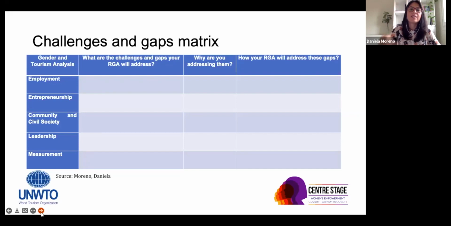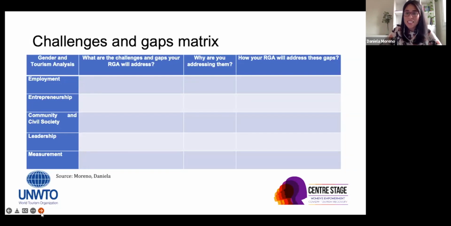So this is the challenges and gaps matrix. As you can see, in the vertical axis we have the main UNWTO pillars on gender and tourism. And in the horizontal axis, we have the 3 main questions that you have to answer. The first question is, what are the challenges and gaps your rapid gender assessment will address? Then you make the list based on the pillars. Then, why are you addressing them, and how will your rapid gender assessment address these gaps?